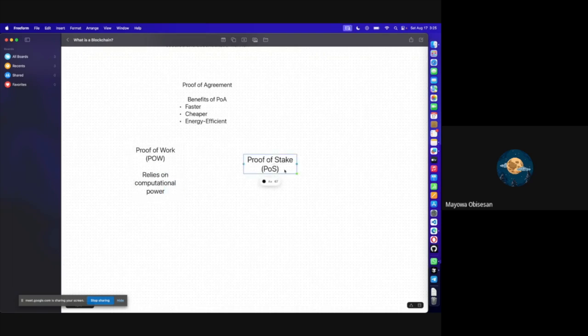And we have the proof of stake, which is used by another popular blockchain called the Ethereum blockchain that relies on staking power. This simply means that whoever has the highest stake in the network gets more privilege than those that do not have the highest stake on the network.